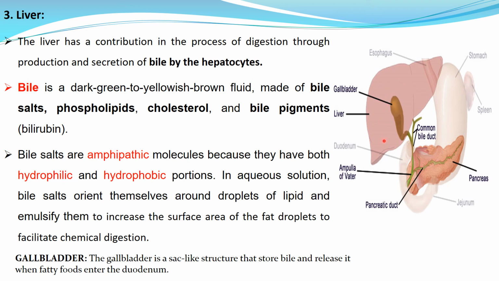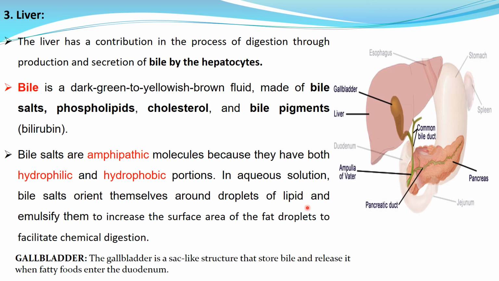And the bile is a dark green to yellowish brown fluid made of bile salts, phospholipids, cholesterol, and bile pigment. The bile pigment is mainly made of bilirubin. So the formed bile can be stored within the gallbladder, and when there is fatty food within the small intestine, it can be secreted into the small intestine to emulsify the food molecules.